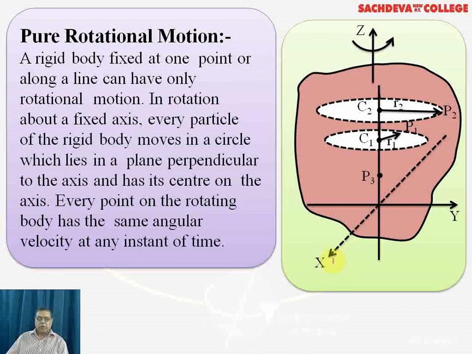So what is pure rotational motion? A rigid body fixed at one point or along a line can have only rotational motion. In rotation about the fixed axis, every particle of the rigid body moves in a circle which lies on the plane perpendicular to the axis and has its center on the axis. Every point on the rotating body has the same angular velocity at an instant of time.